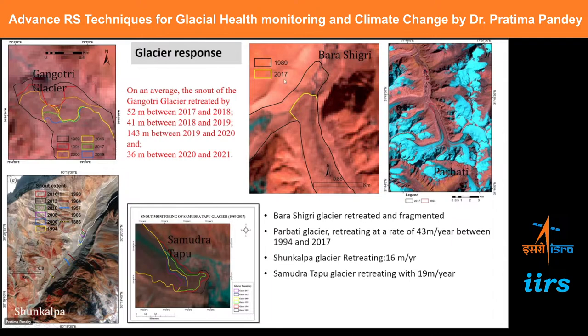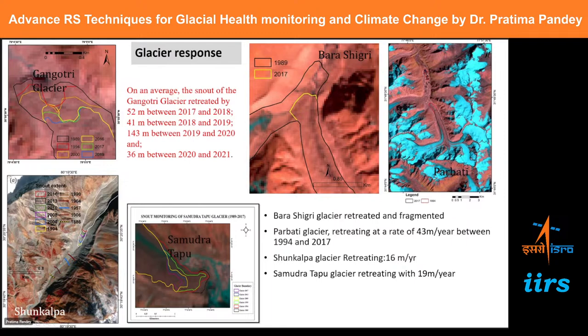Now come to another glacier in Himachal Pradesh. This is the Bada Shigri Glacier. This glacier has not only retreated, but the tributary has also become fragmented. So the glacier was here up to 1989. In 2017, the glacier has come here and this part has become fragmented. This is another glacier in Parvati Valley in Himachal Pradesh. This much part of the Parvati glacier has been lost.